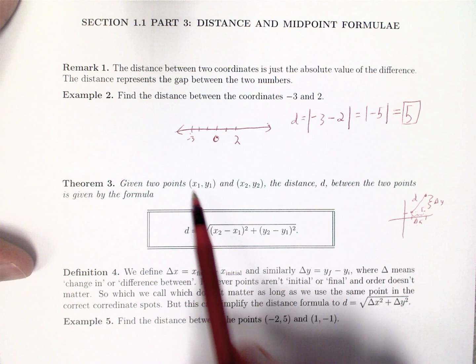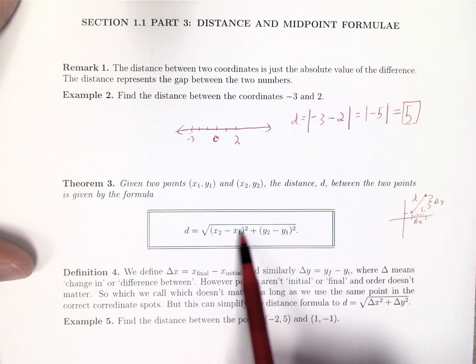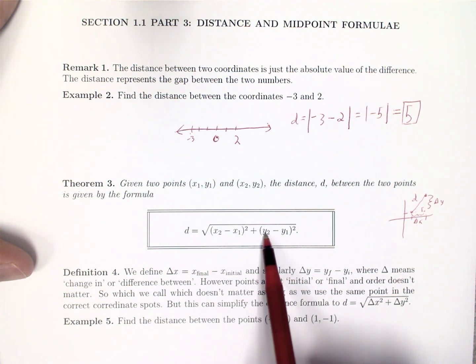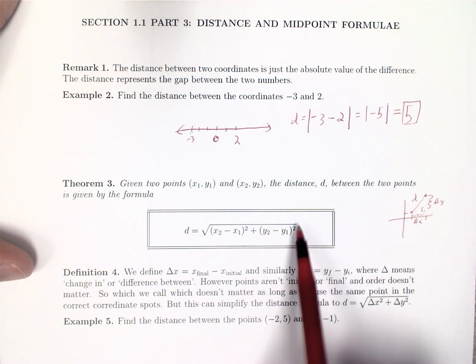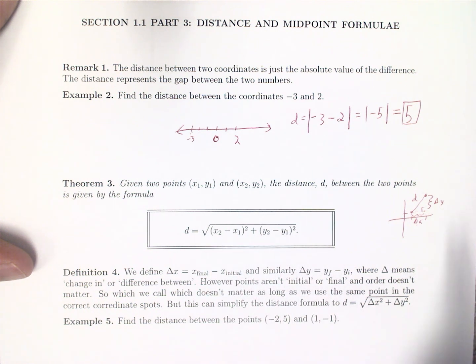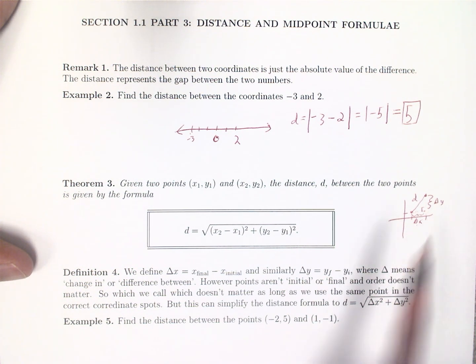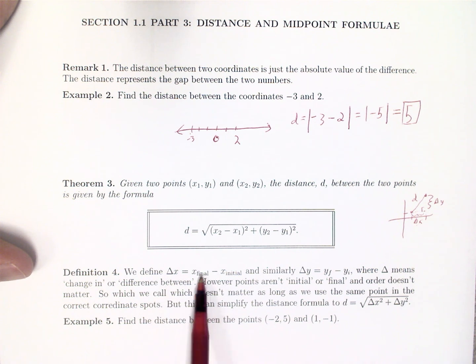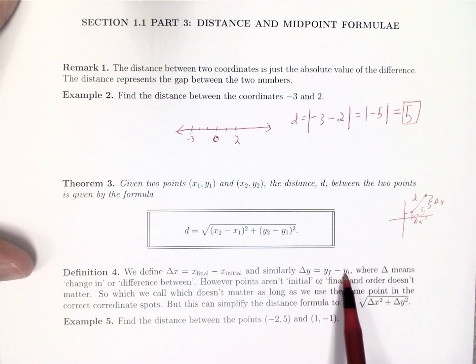So again, the formula just requires you to take the difference of the x coordinates and square it, take the difference between the y coordinates and square it, add them together, square root, and you're done. When I say delta x and delta y, usually it's written as final minus initial, or y subscript f minus y subscript i, or you can write it either way. But again, the delta just means a change in or difference between.